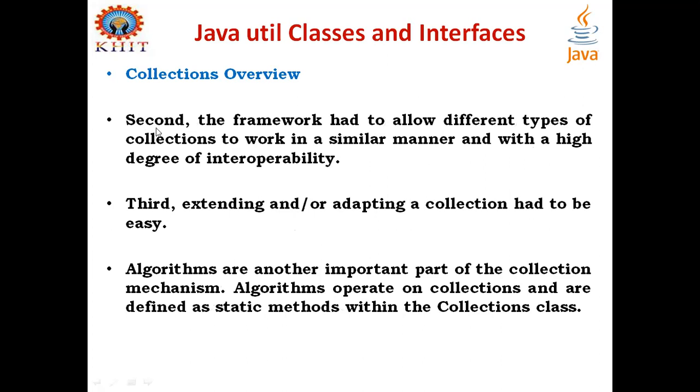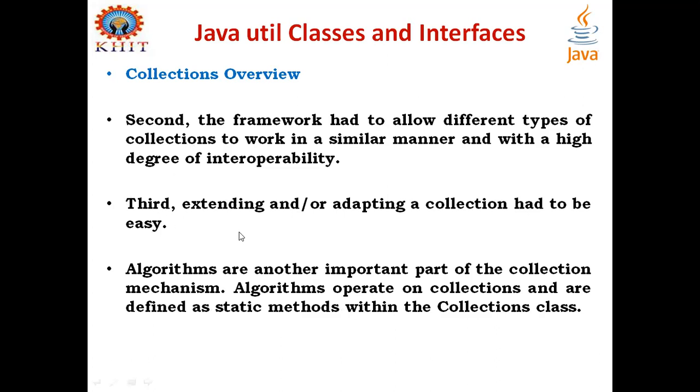The second goal of having the collections framework in Java is that the framework had to allow different types of collections to work in a similar manner. We can make different types of collections with different methods and operations, and we can still use them all in a similar manner, with a high degree of interoperability. Interoperability means that even though they are different in nature, they can work in a similar way. That is the second goal.